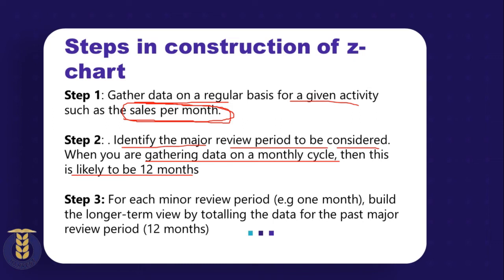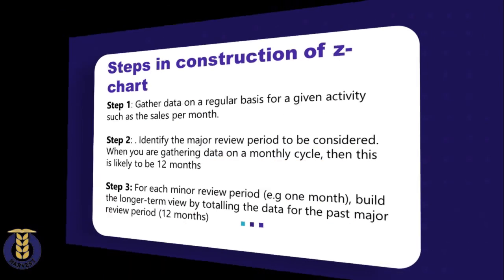After we have done the identification of the major review period, we move to step number 3. And under step number 3, for each minor review period, the 1 month that I'm going to use, we build a long-term view by totaling the data for the past major review period, which is 12 months. So we do some kind of cumulative additions.